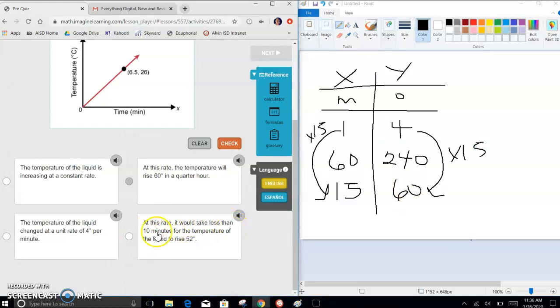At this rate, it would take less than 10 minutes for the temperature of the liquid to rise 52. So I need to go to 10 over here. So 1 times 10 is 10, and 4 times 10 is 40. This is incorrect, not 52 degrees. And then let's check this one. The temperature of the liquid changed at a unit rate of 4 degrees per minute. Yes, a few minutes ago we decided that that was true.